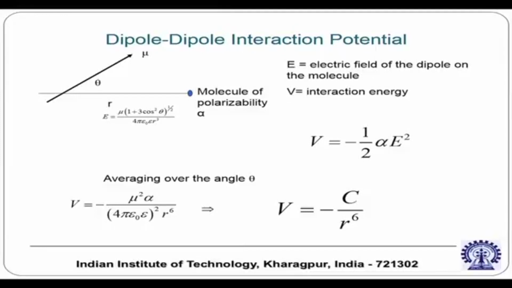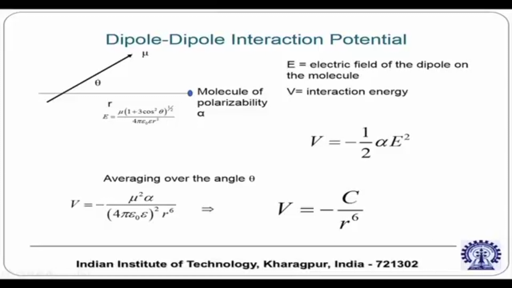Now what is E? If you have a dipole moment of mu, this is an expression for E in terms of mu. The details of the expression are not so important for us. What is important is that E scales with r to the power minus 3.